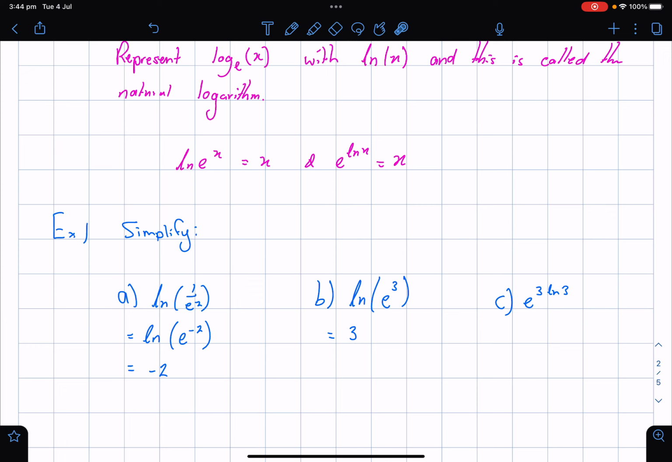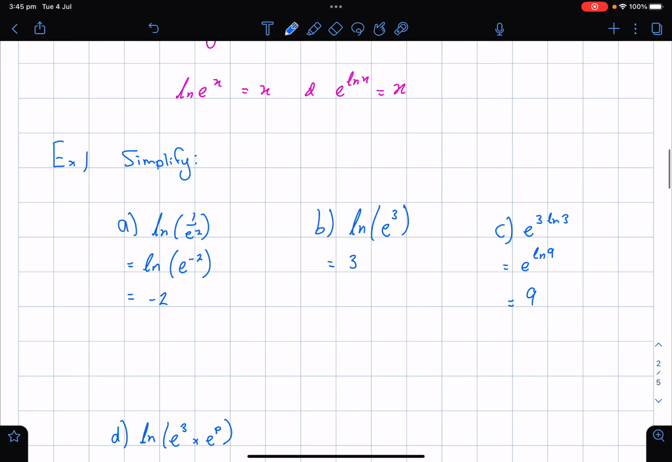If we're thinking back to our log laws, our natural logs act very similarly. So what we can do is take this 3 up the top here. So we've got e to the natural log of 9, and now it looks like this. So we can say this is equal to 9, okay?